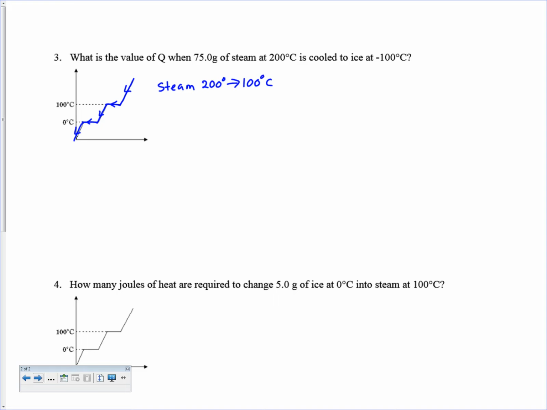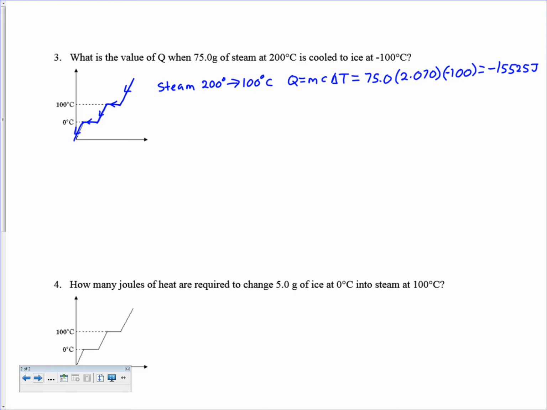And so that's going to be a Q equals mc delta T problem, Q equals mc delta T, which equals mass, in this case, 75.0, C for steam, 2.070, change in temperature, 100 degrees. Went from 200 down to 100. And this is negative because it's gone down. All right, so you multiply those things together, we get negative 15,525 joules.